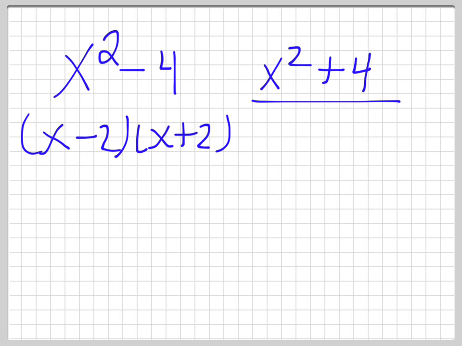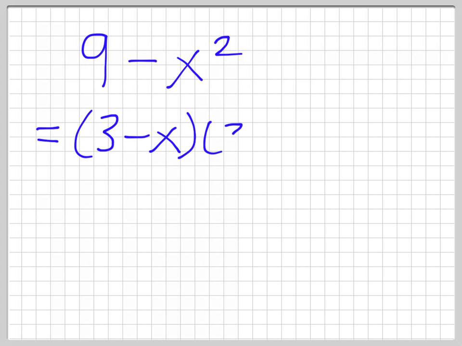Maybe one more example. How about 9 minus x squared? It's slightly different, right? It's backwards to what we've been doing, but you're still subtracting two perfect squares. So it still becomes 3 minus x, 3 plus x. That's it. Nothing more to it than that.